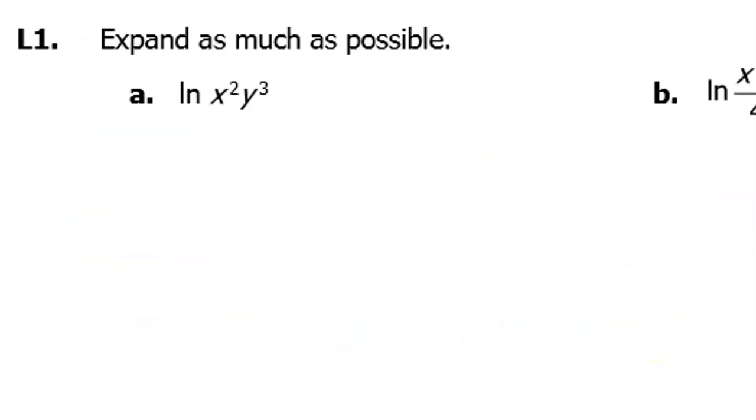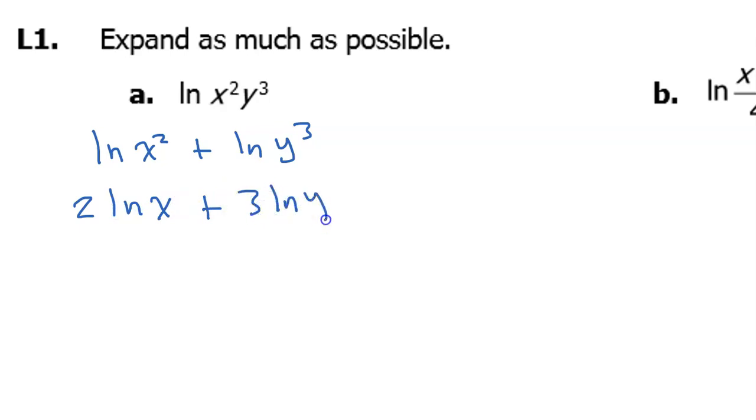For these first few examples, the directions are to expand as much as possible. So we will have the natural log of x squared plus the natural log of y to the third power. So this is our product rule at work. Now it's time for the power rule as I put the exponents out into the front. So I have 2 times the natural log of x plus 3 times the natural log of y.